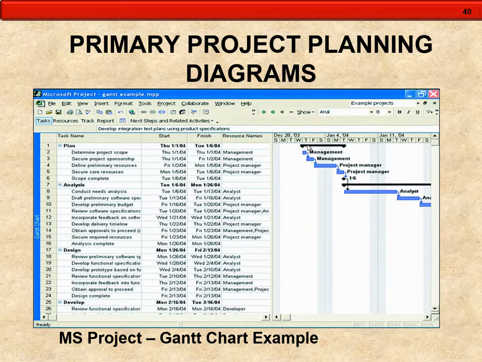This is the planning phase. This is the analysis phase. These are the small steps to make it happen. One begins, one ends, and so on.